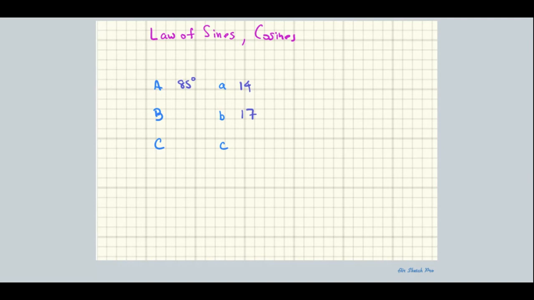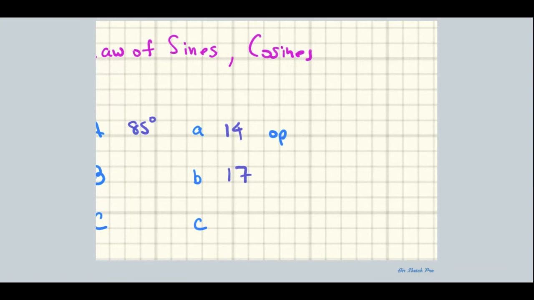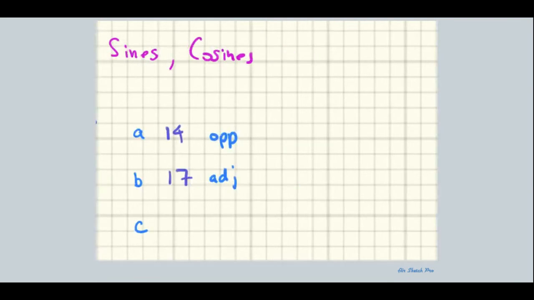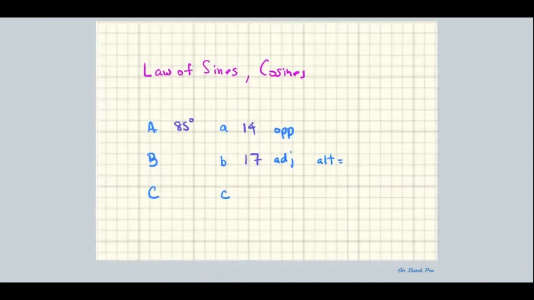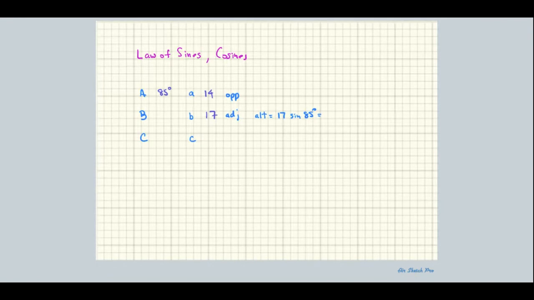And this time I'm not putting the hint in there. Opposite is not greater than the adjacent. This time I'm going to label them. Opposite, adjacent. And we have opposite is not greater than adjacent. That means we need an altitude. And for the altitude, it's the crisscross, 17 sine 85. What is 17 times the sine of 85 degrees?